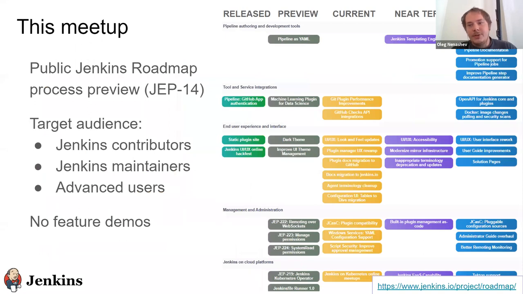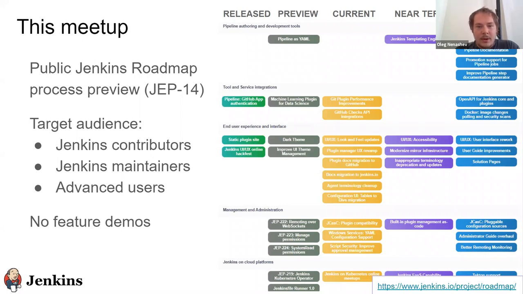At this meetup, I will be speaking of one of the efforts I was working on over the past several months. It's the Public Jenkins Roadmap, and it wasn't only me working on that. It was a joint effort by multiple contributors to the project in order to provide better transparency of how Jenkins evolves. And today, I'm going to show a preview of the roadmap. So again, it's a preview. There are still changes going in. But hopefully we will be able to release it soon.